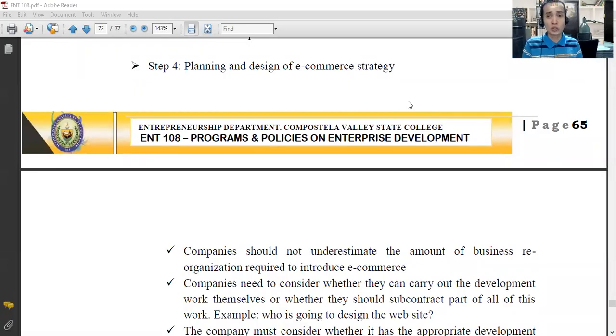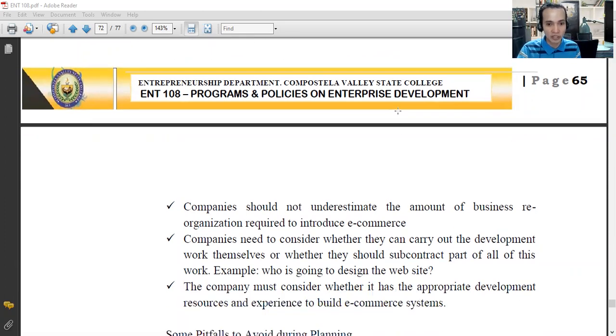Good afternoon, everyone. To continue our discussion about e-commerce, we're going to continue with the steps in implementing e-commerce, or integrating e-commerce as part of your marketing strategy in your business model. So step 4: planning and design of e-commerce strategy.